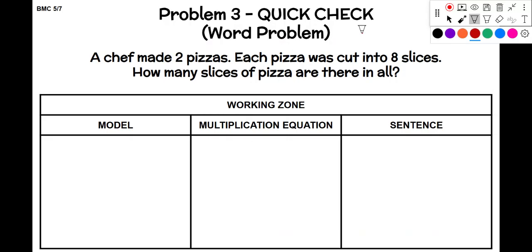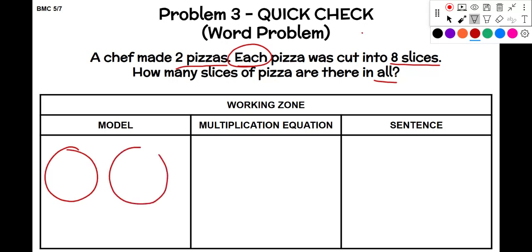All right, let's get ready to check your work. So for our model, I'm also going to do my RDW. So a chef made 2 pizzas. Each, it's one of our keywords, was cut into 8 slices. How many slices of pizza are there in all? So for my model, I'm going to just use equal groups. So I'm going to draw 2 large circles. That's for my 2 pizzas. And I know each pizza is going to be cut into 8 slices. I'm just going to do dots for mine. Whatever model you use is totally fine as long as it looks somewhat similar to mine.